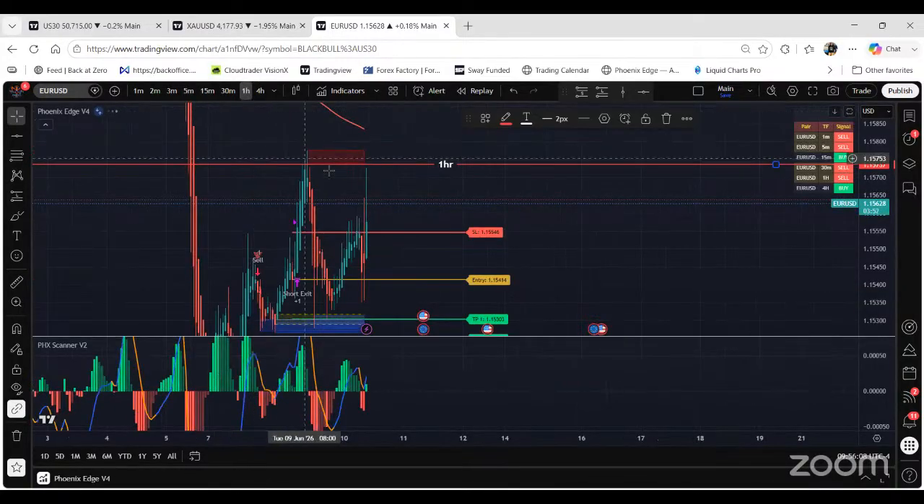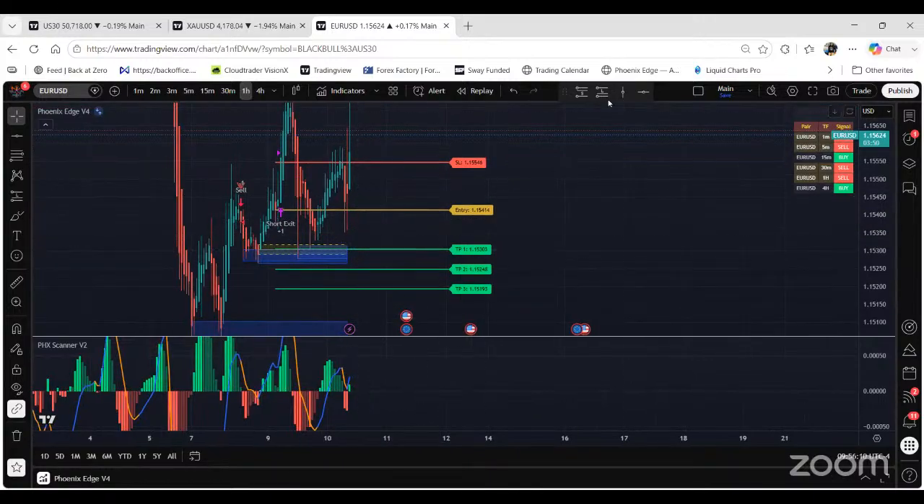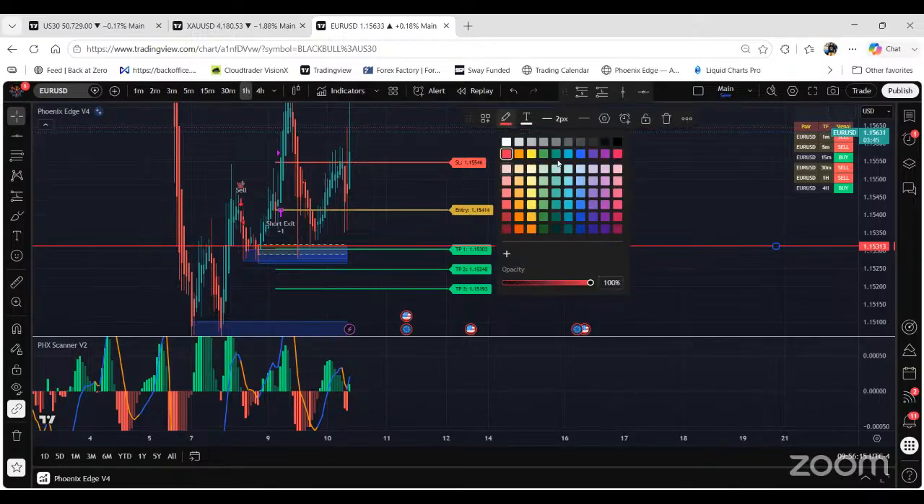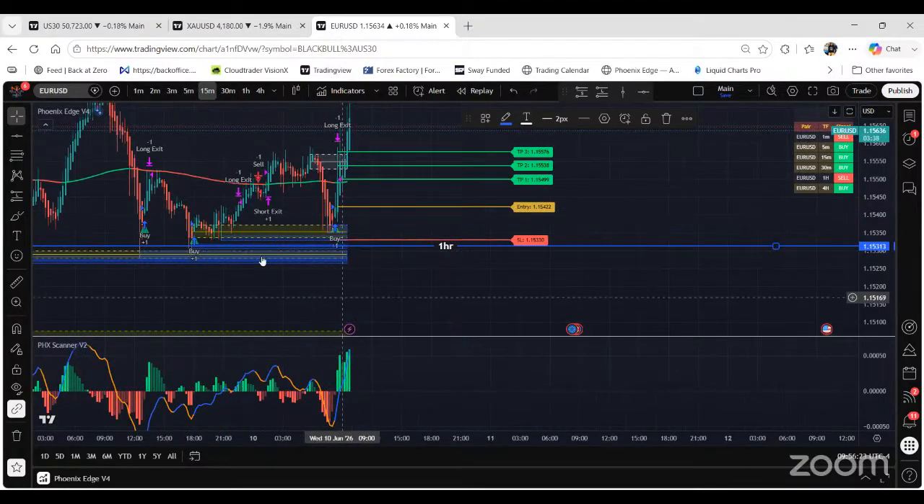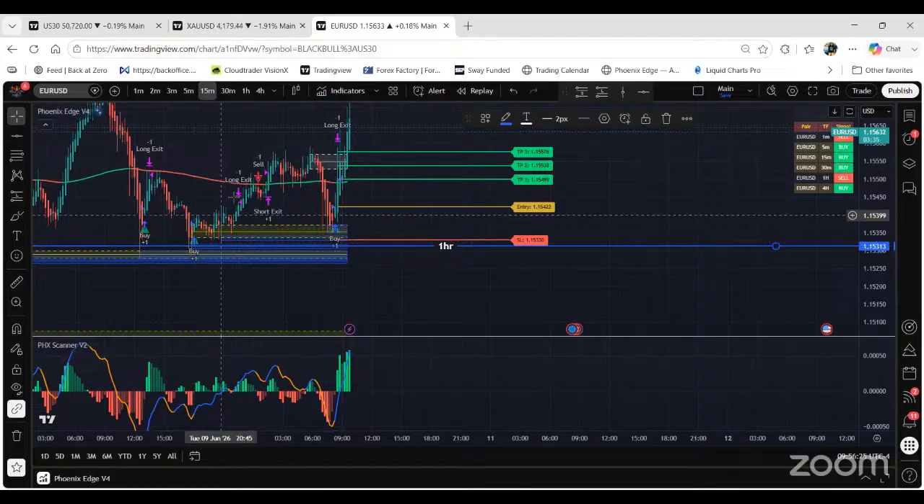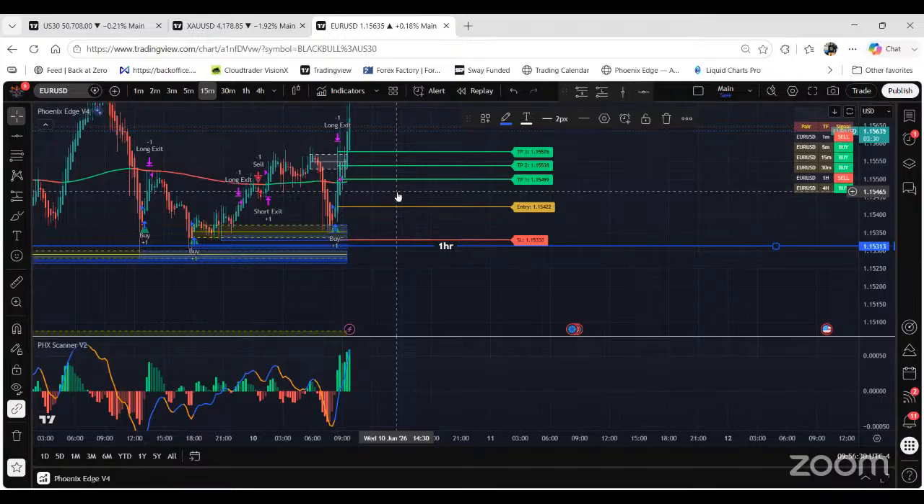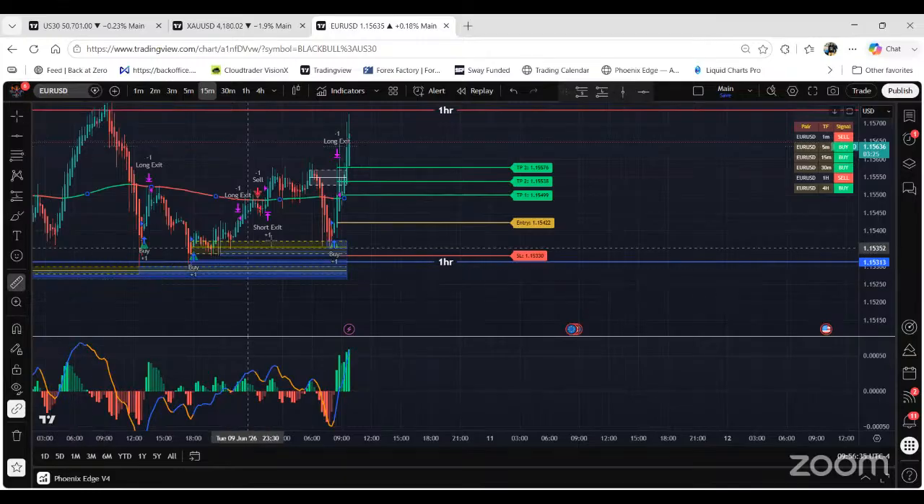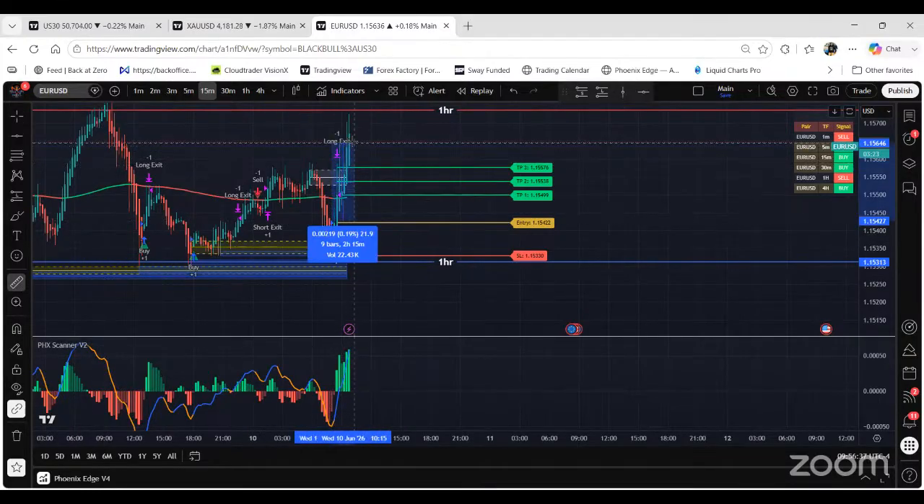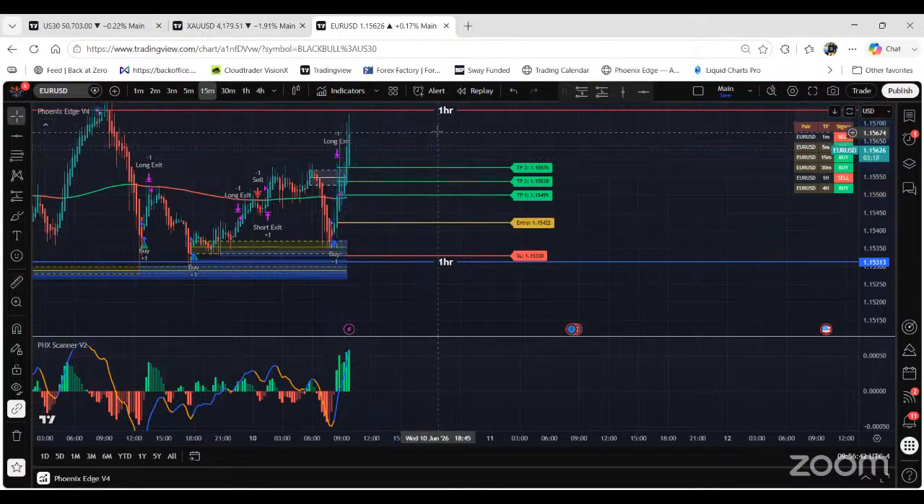All right, this was this morning. Oh yeah, it came off this 1 hour. That was up since yesterday, came back down. EU went for a nice 15, almost 30 pips.